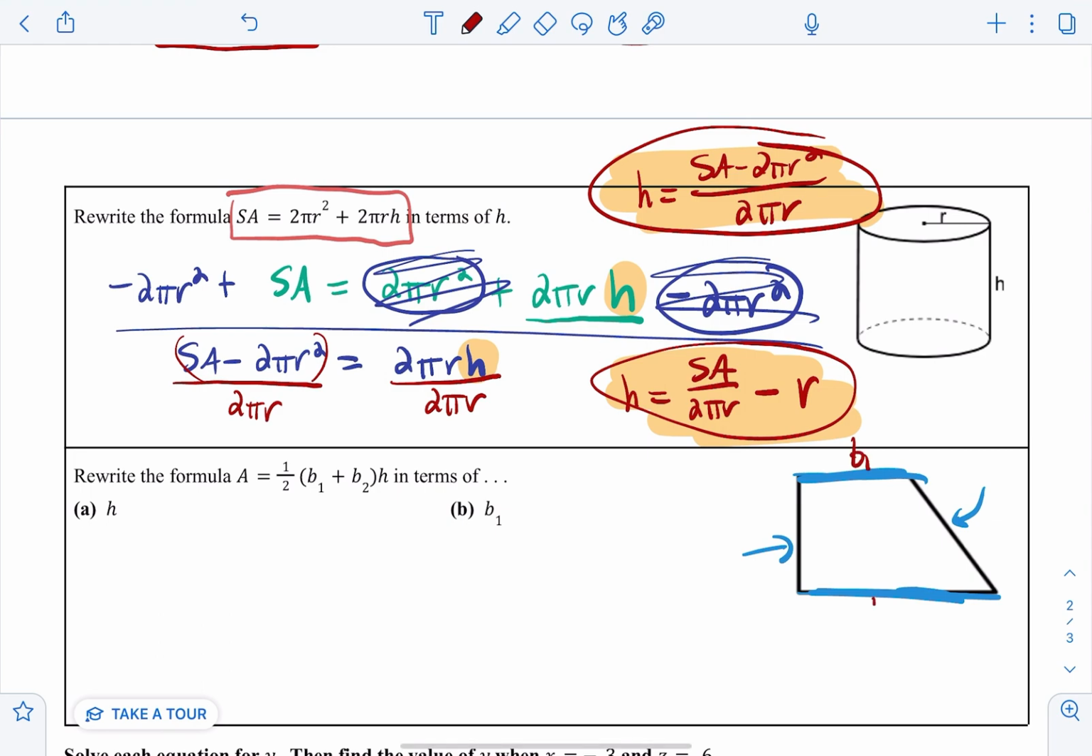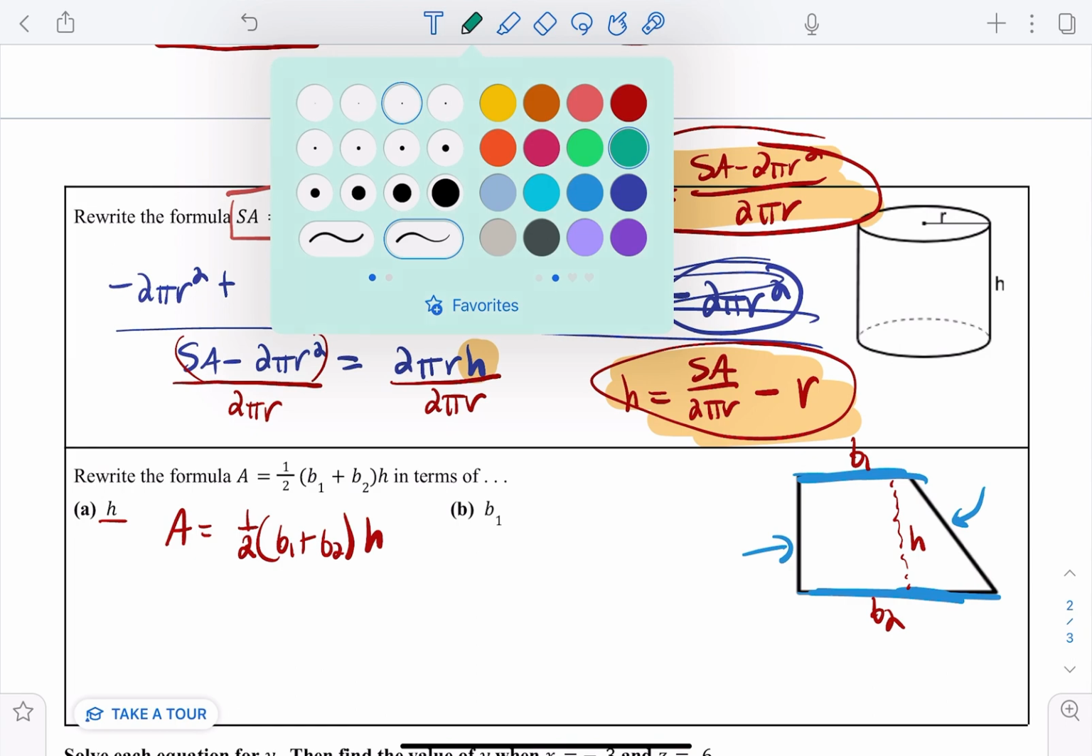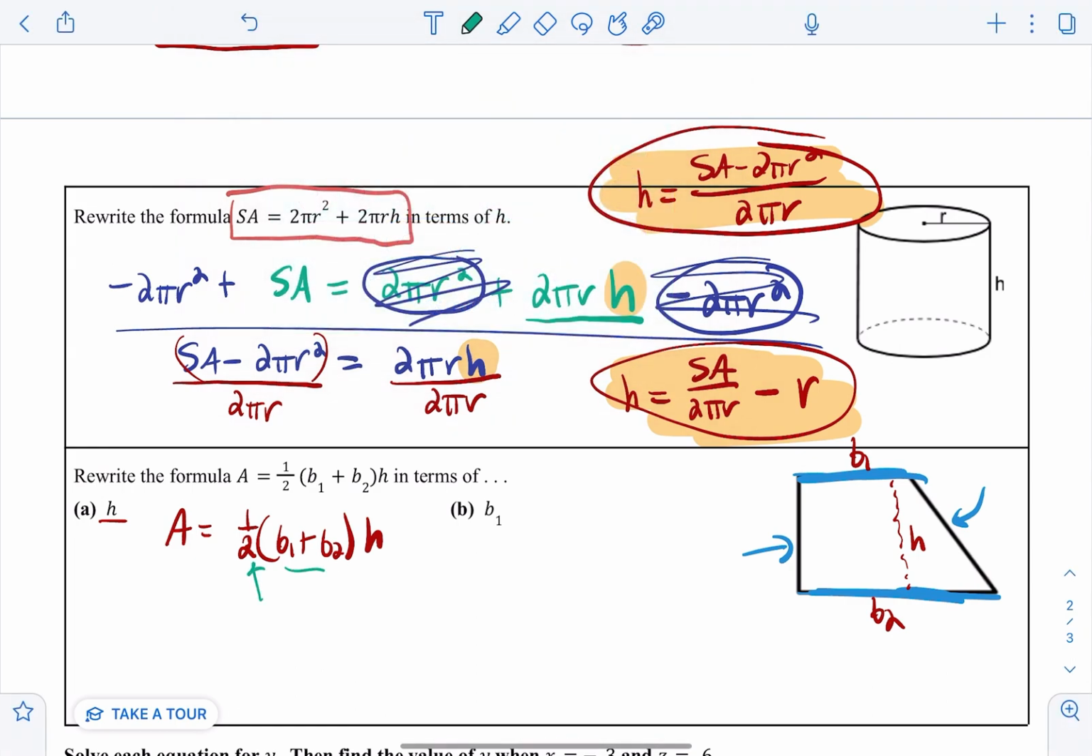b2. And b1 and b2 are always going to be the lengths of the two sides that are parallel, and then whatever the distance is perpendicular between them, that's referred to as the height. So we first of all want to rewrite this formula in terms of h. If we're going to solve this particular formula for the variable h, then we're going to have to get rid of this 1/2 and this b sub 1, b sub 2 stuff going on right here.